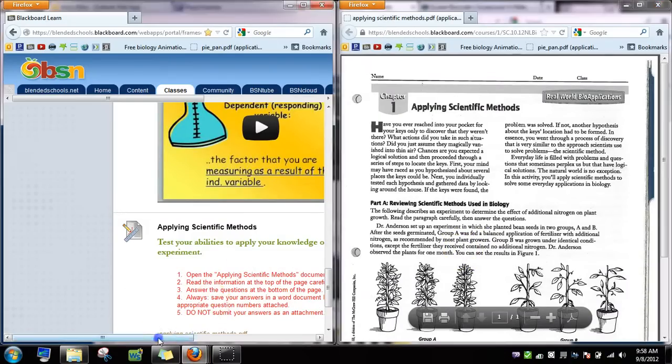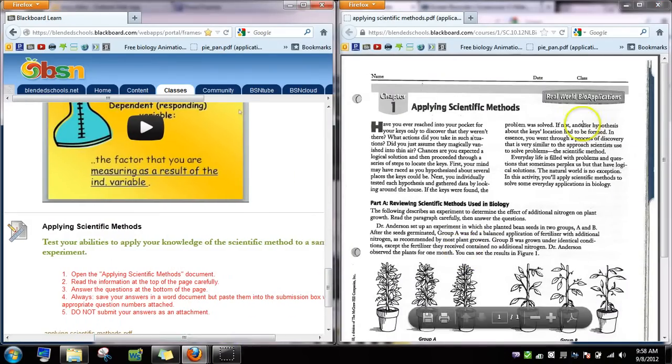So here we have our assignment on the left and the actual worksheet that goes with the assignment on the right. So what it says in your directions over here, read the information at the top of the page carefully. So take a look at the information you are to read. It says, have you ever reached into your pocket for your keys only to discover that they weren't there? What actions did you take in such situations? Did you just assume they magically vanished into thin air? Chances are you expected a logical solution and then proceeded through a series of steps to locate the keys.